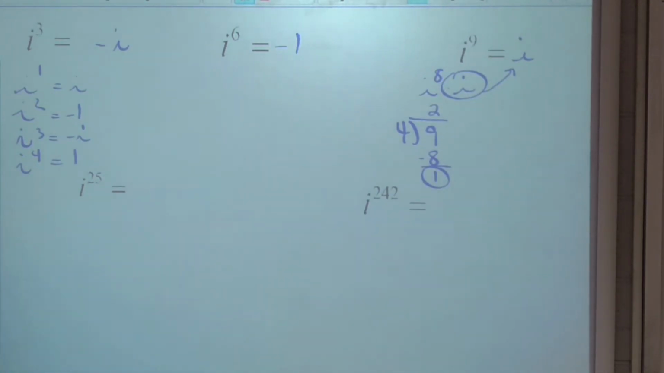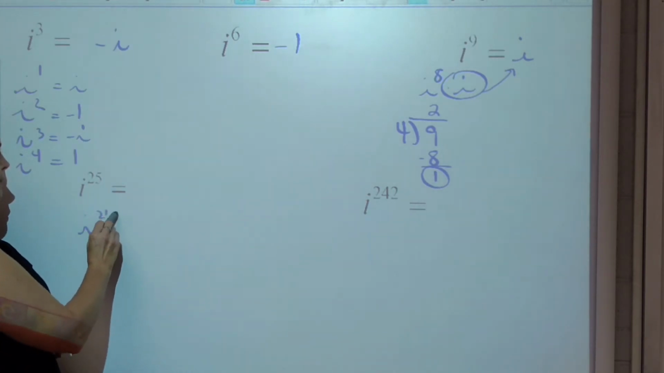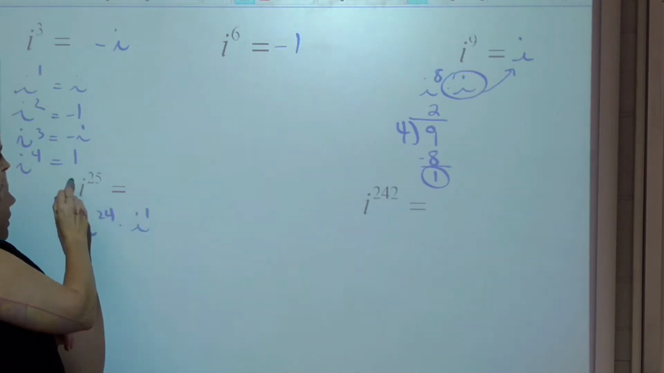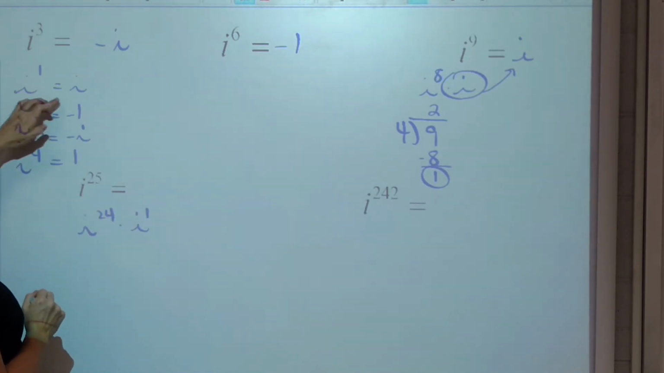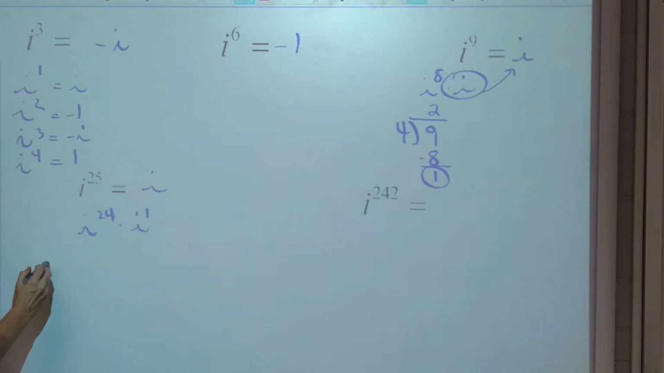i to the 25th, again, think of multiples of 4. We get 24 is a multiple of 4, times 1 more to get to 25. So again, I'm going to get i as my final evaluation. I could do 4 into 24. 6 times 4 is 24. And that remainder is 1.